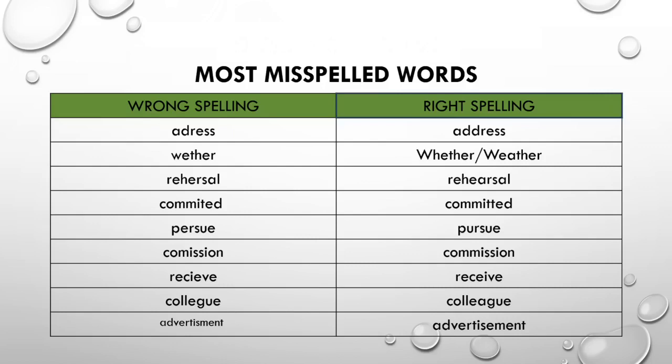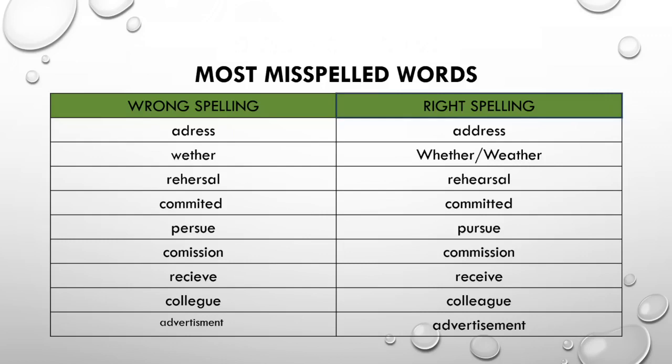Then another word is rehearsal. The correct spelling is REHEARSAL. It is wrongly spelled as REHERSAL. Then you have the word committed. The correct spelling is COMMITTED. Normally one of the T's is left out and it is wrongly spelled as COMMITED. Then another word wrongly spelled is pursue. The correct spelling is PURSUE, and it is normally spelled wrong as PERSUE.